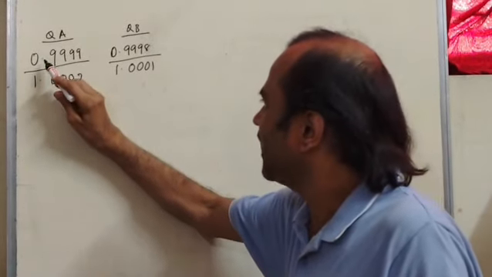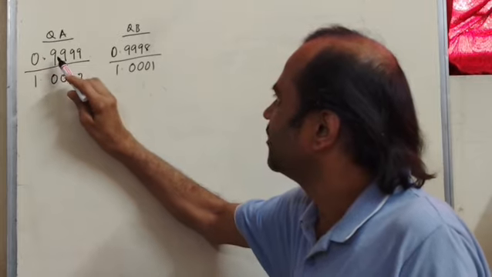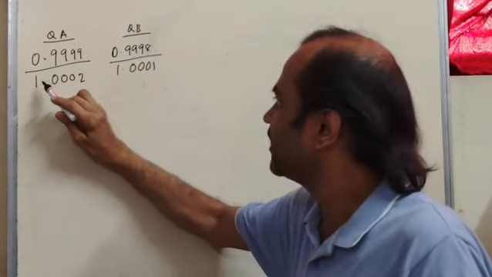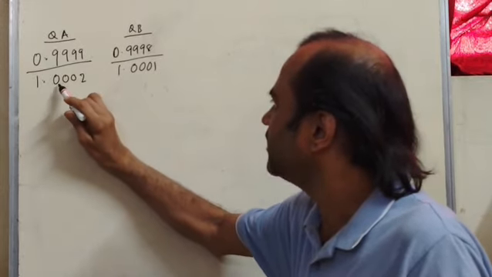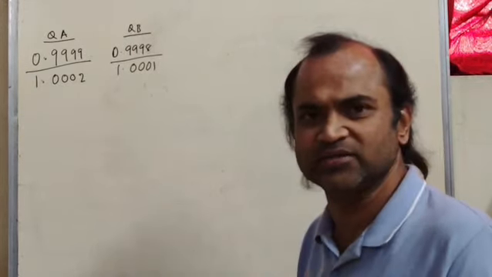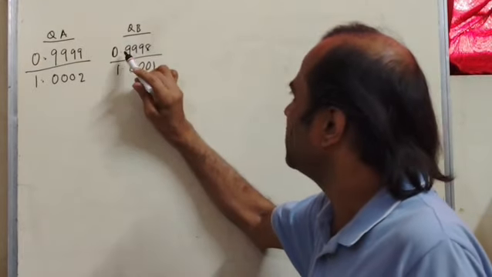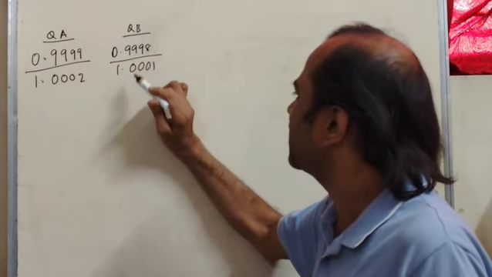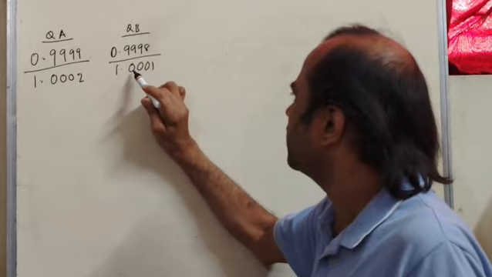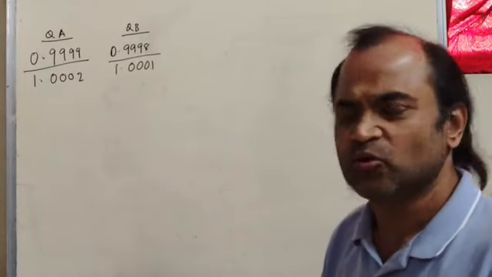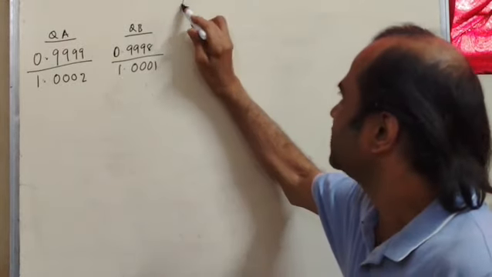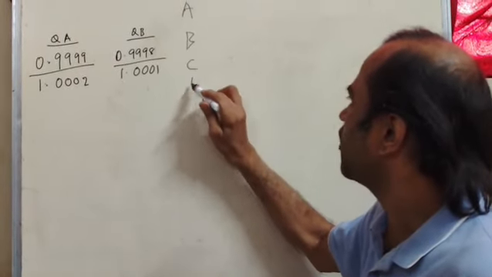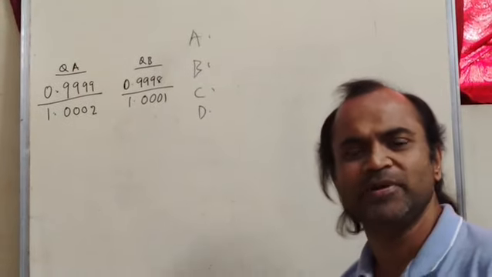So quantity A has 0.49 over 1.1 over 1.0002, as you can see in the question. Quantity B has 0.998 over 1.0001. So compare these two fractions and determine which of the four options A, B, C, D will be the right answer.